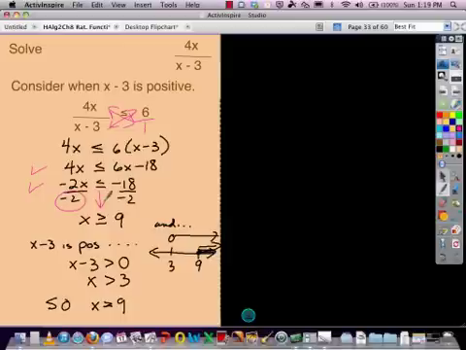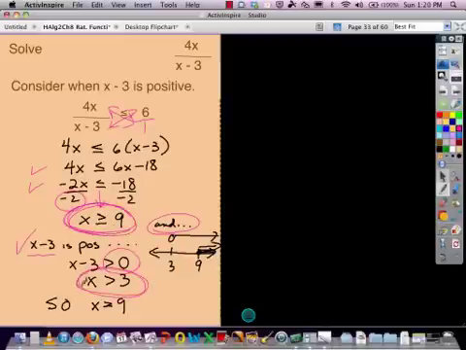But here's the and part. We need to also consider that our denominator of x minus 3 is positive. Well, if it's positive, it means it has to be greater than 0. So solve this simple statement that says x minus 3 is positive, greater than 0. That puts us at x is greater than 3. And so now really we have two things to consider. We have x is greater than or equal to 9, and x is greater than 3.